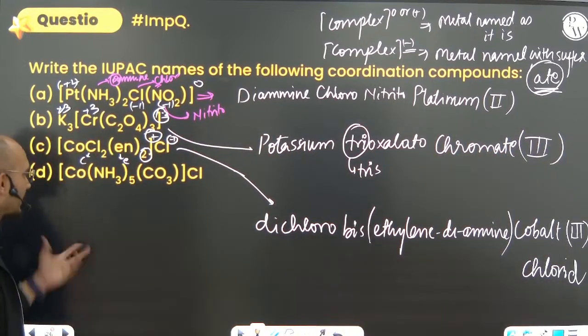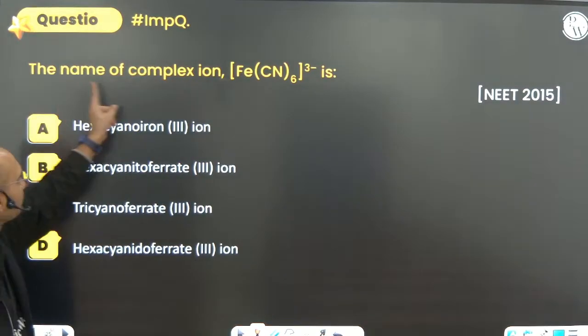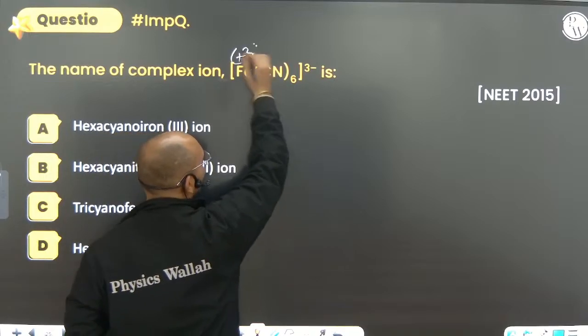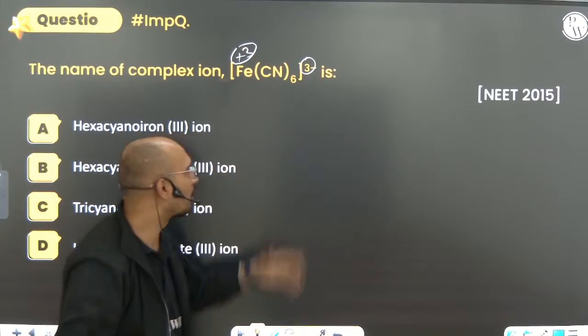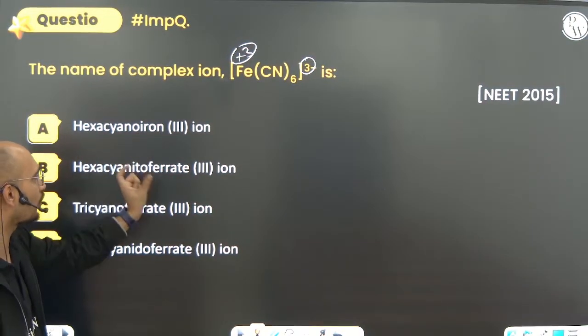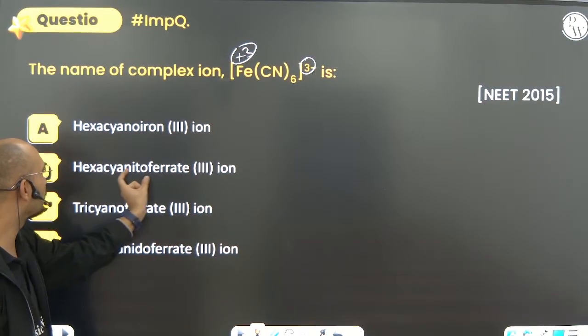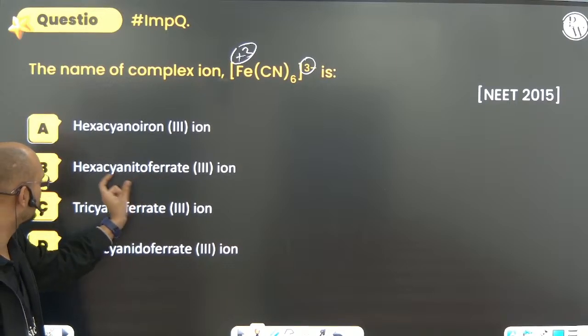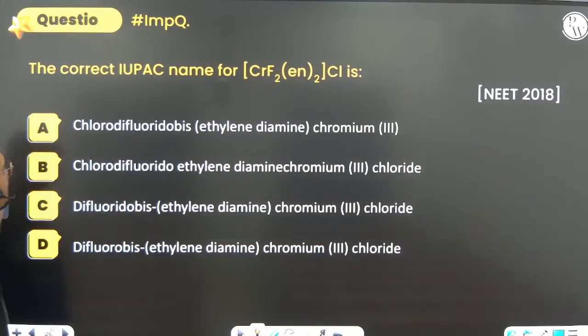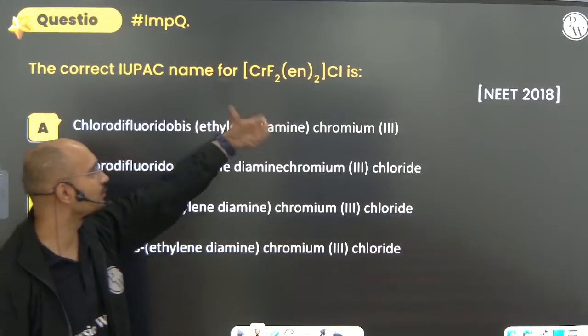Okay, let's move ahead. Now name of the complex [Fe(CN)6]3-. Iron has how much of the charge? Plus 3. Overall negative, so ferrate. How much of the cyanide? 6. So hexacyano iron third. No, not iron. Ferrate third. Hexacyano ferrate third ion. Absolutely right option.